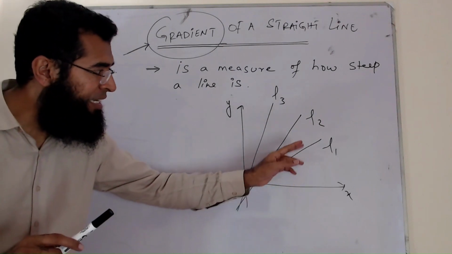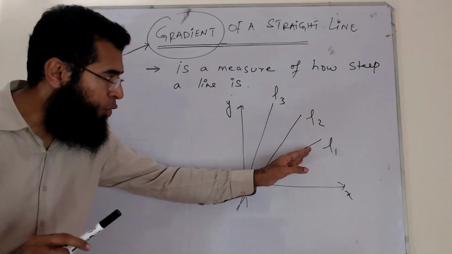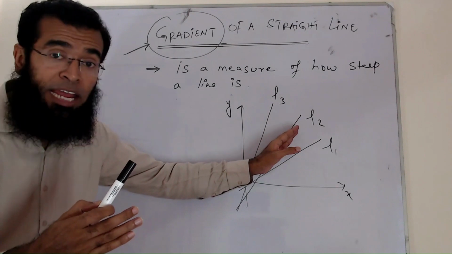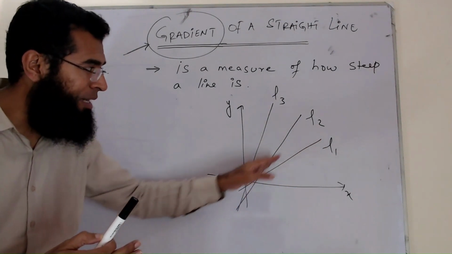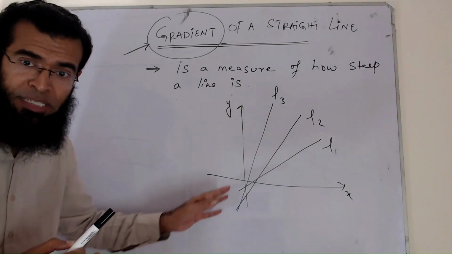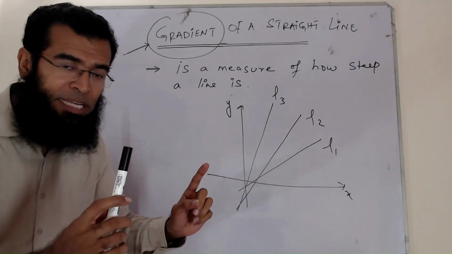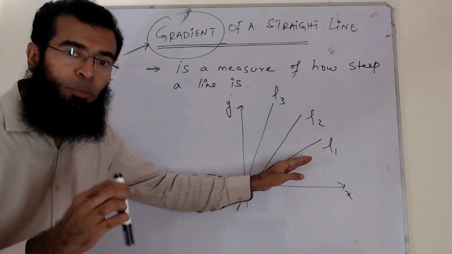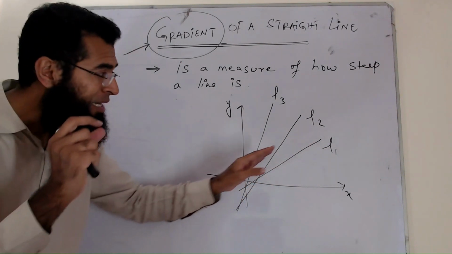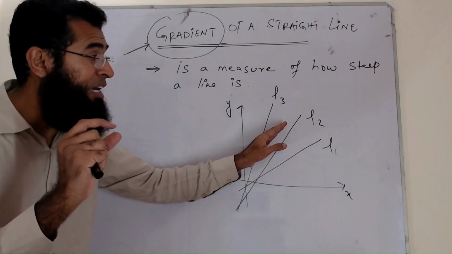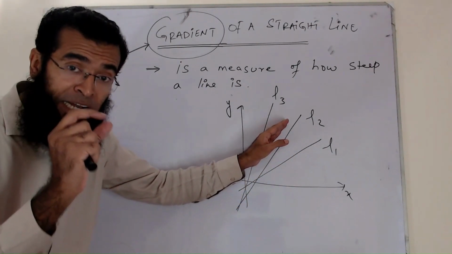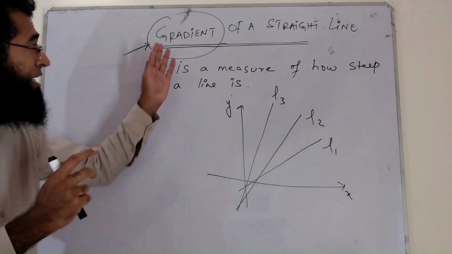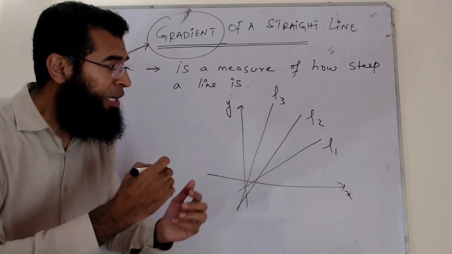We can clearly see that line L1 has a slope which is less than the slope of line L2. That means that line L2 has a greater slope than line L1, right? And line L3 is the steepest of all the three lines. So line L3 will have the greatest gradient, right? Line L1 will have a gradient. Yes, it has a slope, but the value of the gradient is less than the gradient of L2. And L2's gradient is obviously less than the gradient of L3. So in simple terms, gradient is the measure of steepness, right? The slope of a straight line.